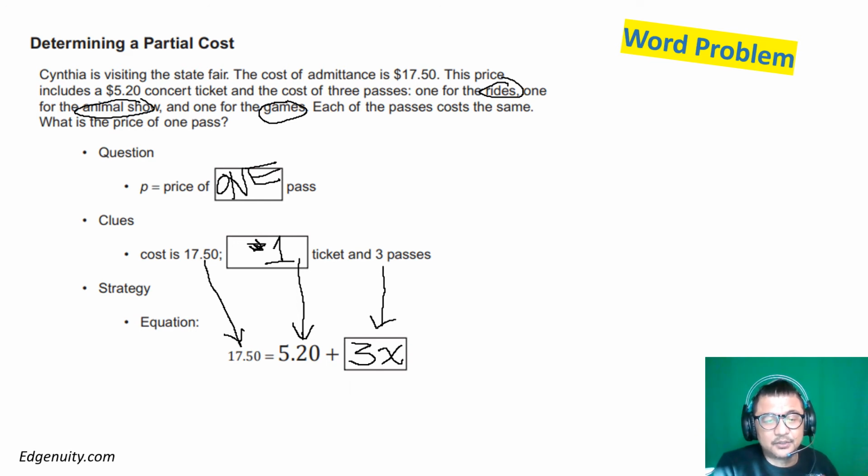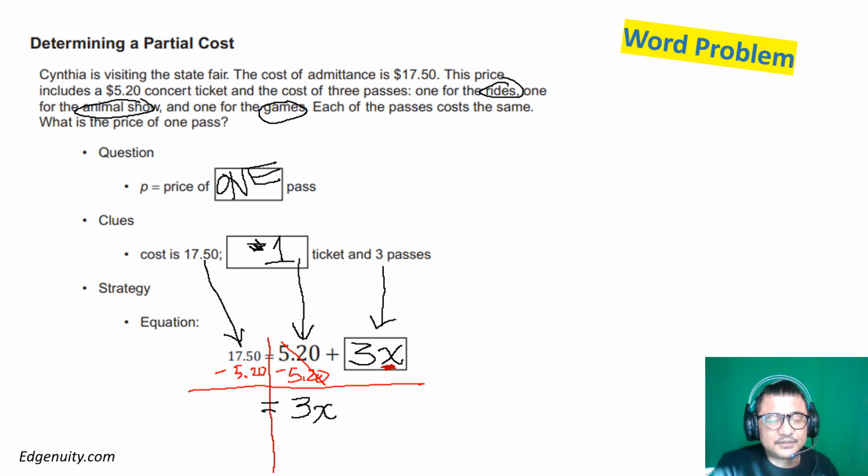How can x be alone? X is on the right side of the equation. I need to get rid of the times and the plus. What should I get rid of first? The plus. So opposite of 5.20 is minus 5.20 on the right, minus 5.20 on the left. Okay, that cancels out. Okay, write it down. Equals 3x is now alone on the right side. 17.50 minus 5.20 is $12.30.